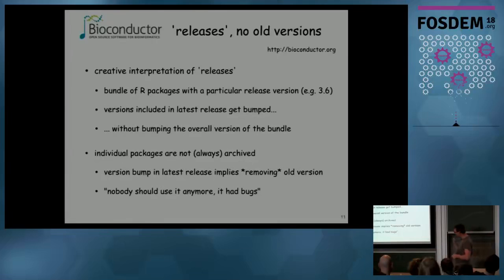It gets better. If they update one of these R packages in a release, they throw away the old version because they tell you it had bugs, so you shouldn't use it anymore. So if you tell somebody I was using this version of Bioconductor on that day, at that second, somebody else will not be able to reproduce it anymore unless you give them all the sources that you downloaded, because they just throw them away. Nobody should use it anymore. It had bugs. That was an excuse I mentioned. Yeah. All right.